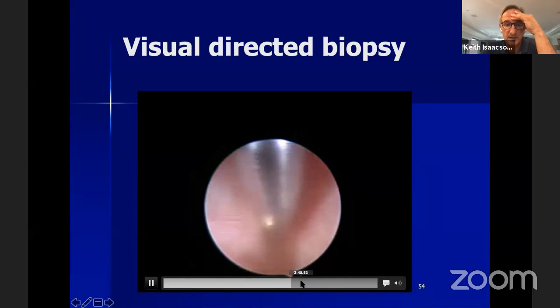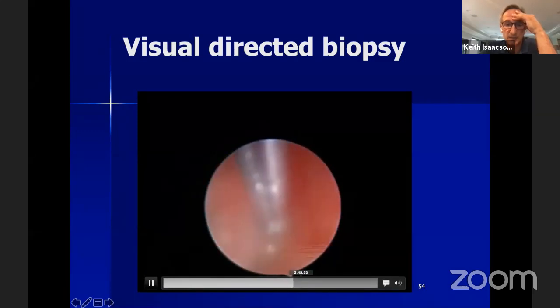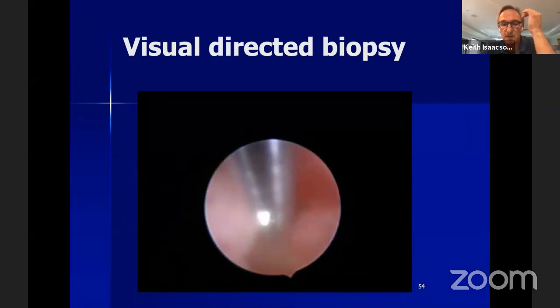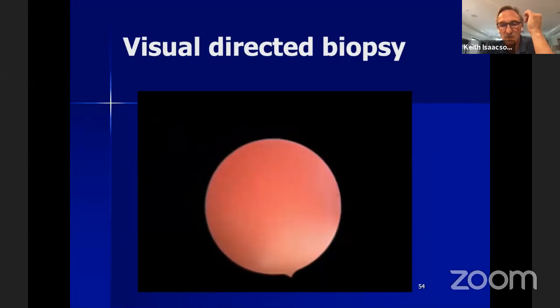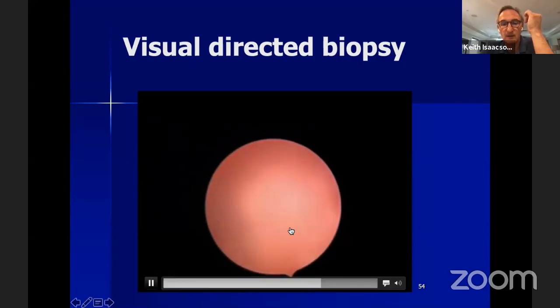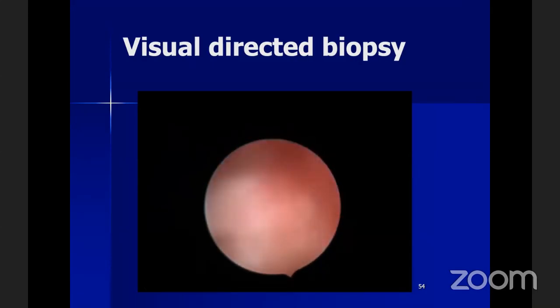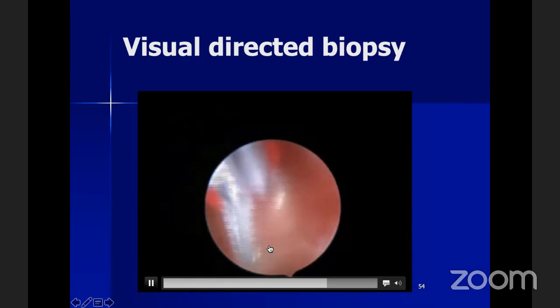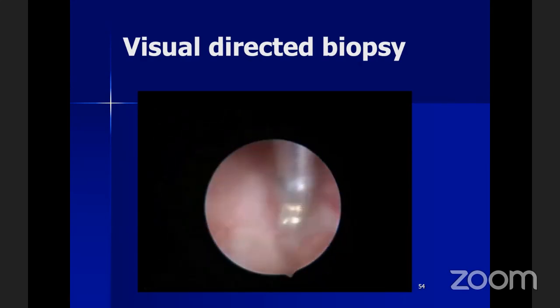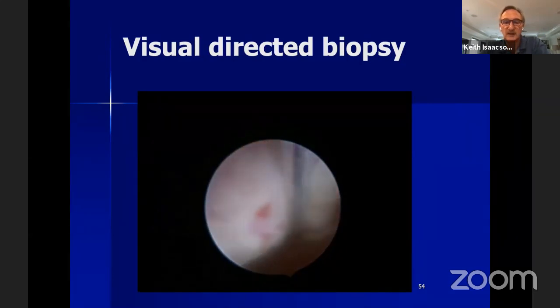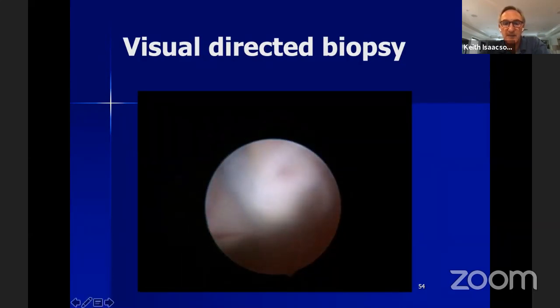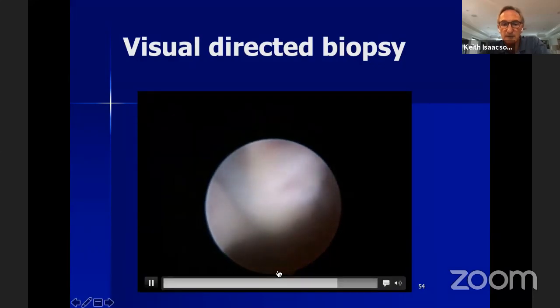Grab that lesion with either a grasper or a tenaculum. And then we have a large section of tissue to come out to send to pathology. And that came back as grade 1 adenocarcinoma.